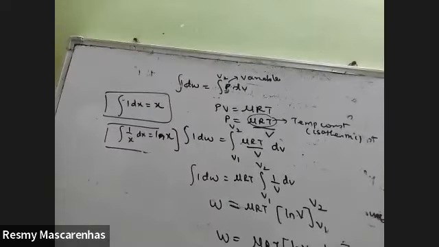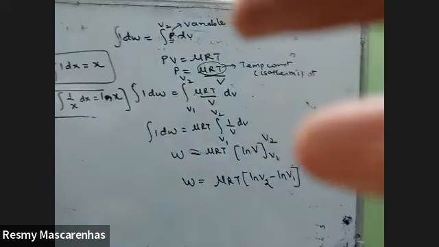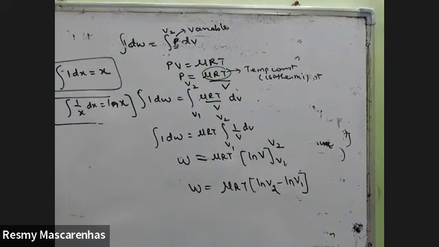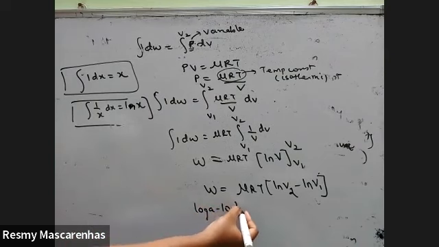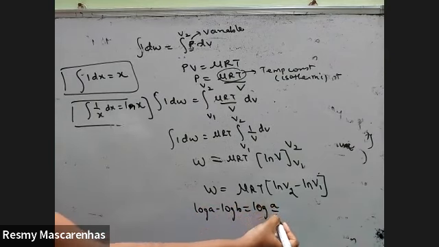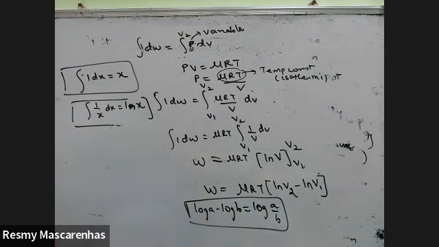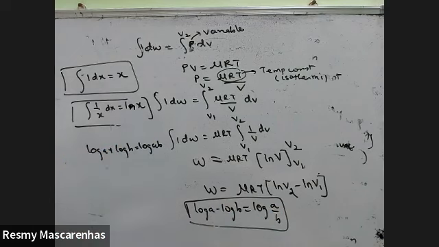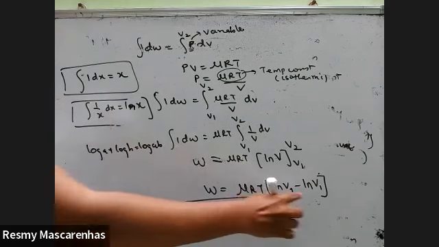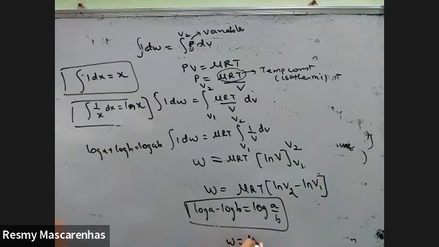Again, there's a formula. Wait on. Log A minus log B is log of A upon B. If it was multiplication, then it's plus: log A plus log B is log of A into B. And if it's minus, then they get divided. So as per this, V1 will go to the denominator, and you will get V2 upon V1.